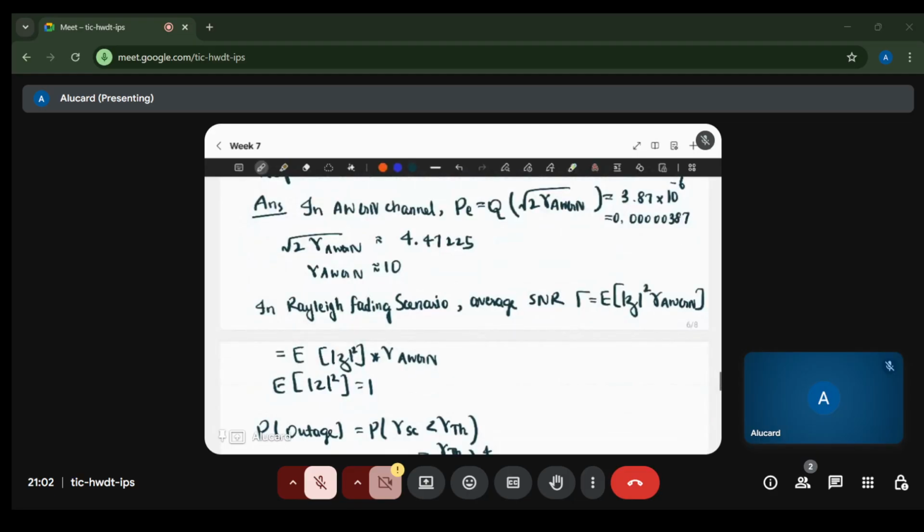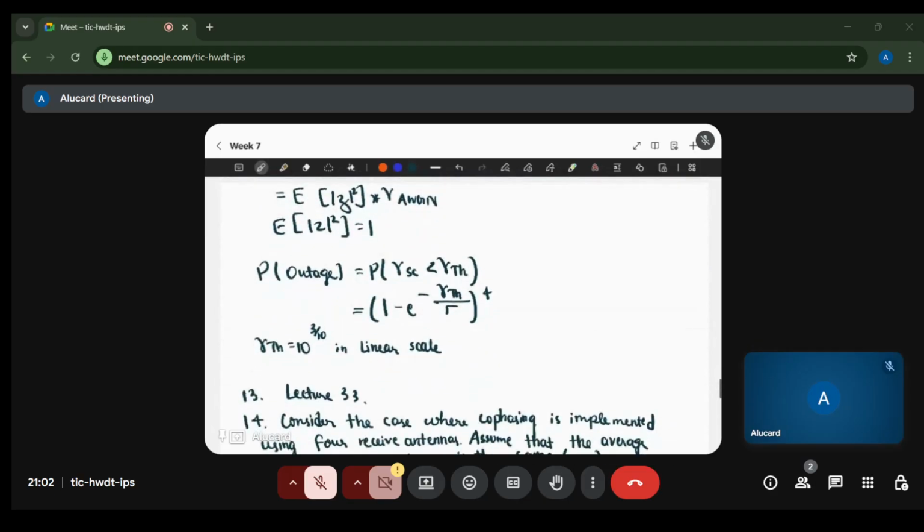And in a Rayleigh fading scenario, average SNR is expected value of mod z square times SNR of the signal, and we assume generally that expected value of mod z square is 1. That's the usual setup. Again, P outage is the probability that gamma SC is less than gamma threshold, which is 1 minus e power minus gamma threshold by capital gamma, all power m.